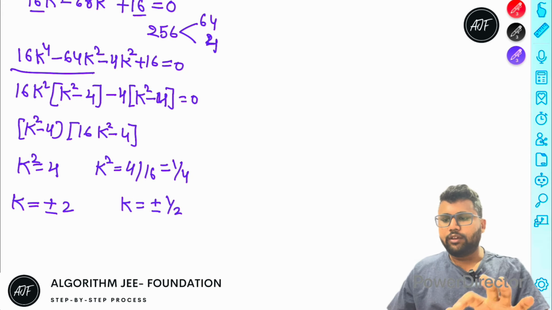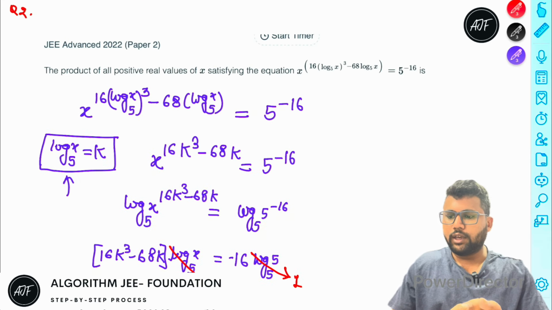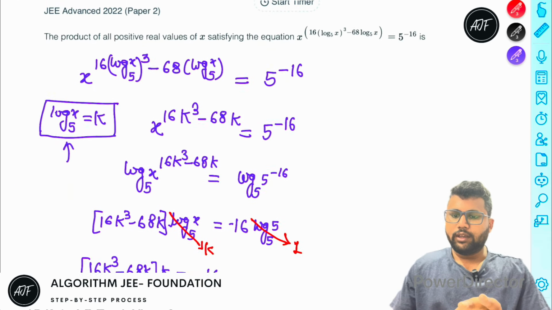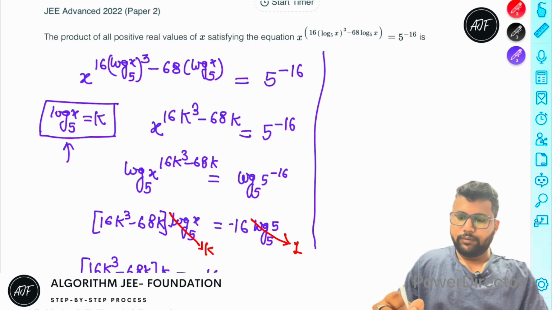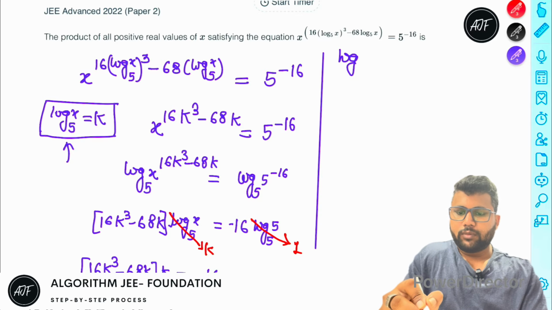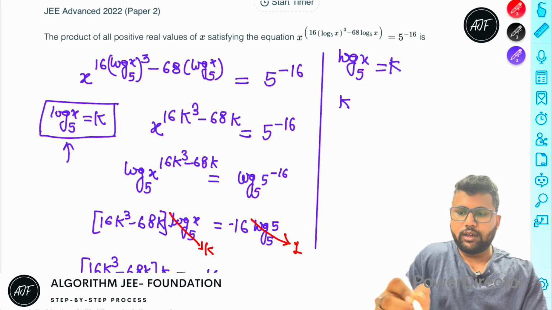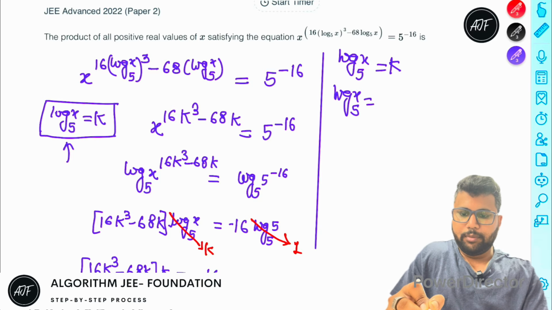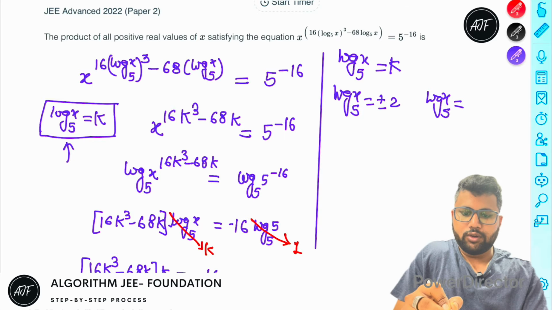Now, to start, if you put c as k, so this one. So now the meaning is, your question is converted: log x 5 is equal to k, so the meaning is k, log x 5 is equal to, first plus minus 2, second log x 5 is equal to plus minus 1 by 2.